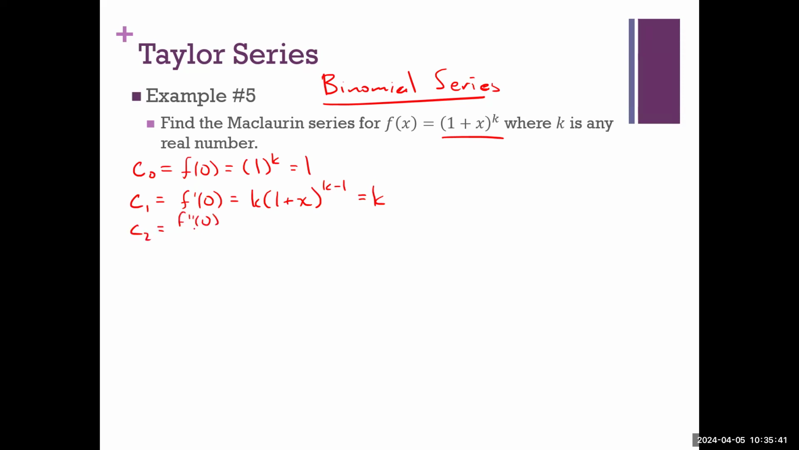Next one: second derivative over 2 factorial. What's that derivative? How's that going to come out? So that comes out to be, let's not forget the thing that I forgot, k times (k minus 1) over 2 factorial. What do we think the next one's going to be? Do we have any sense of what's happening yet?